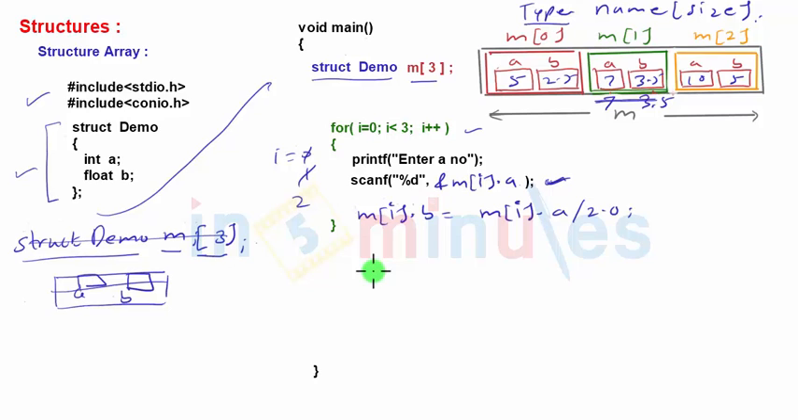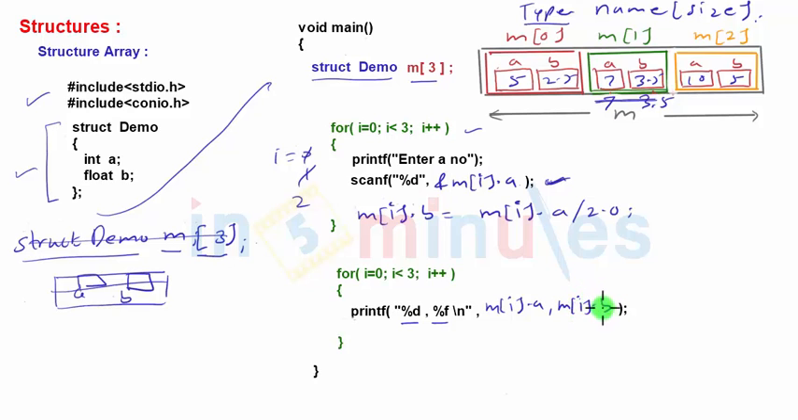In the same way, suppose I want to output all the values. I want to output m0 values, m1 values and m2 values. In that case, to output the values, we'll add again a for loop for i equal to 0 to i less than 3 and output the values for all the mi's. For that I'll be using %d for a and %f for b, which is float, and here I'll write mi dot a and mi dot b.